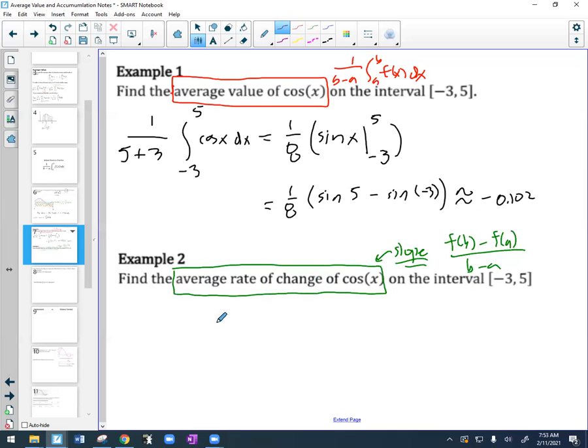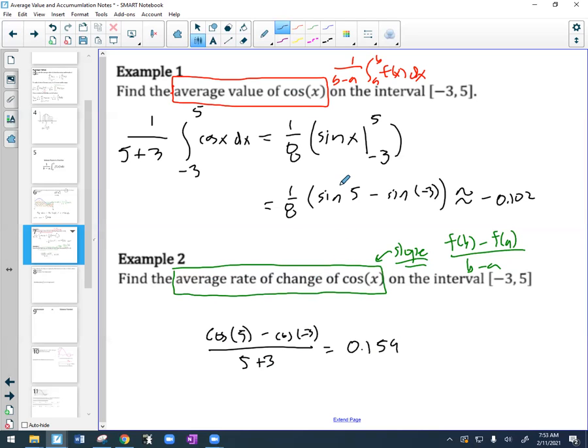The average rate of change of cosine x would be cosine of b, which is 5, minus cosine of -3, over 5 plus 3 again. So that's another thing you plug in your calculator if you wanted to, and you get 0.159. I'm just saying, you have to be able to distinguish between average value and average rate of change, because they're just not the same thing, period.